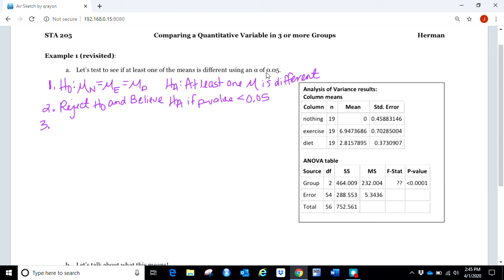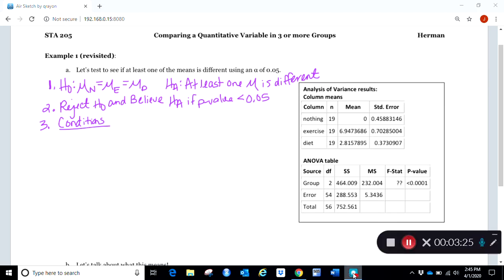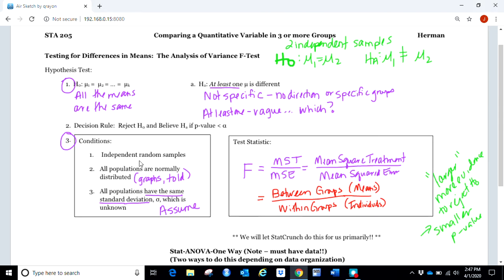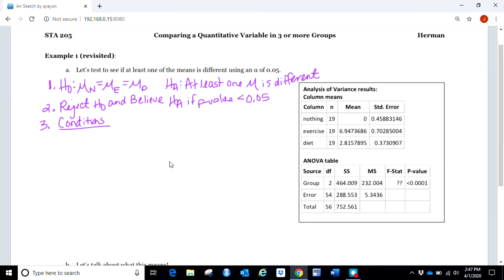Our third step is our other big change. Here first we have our conditions. So looking at our conditions, the first one is that we need to have independent random samples. Now we did already just talk about why they were independent, so let's go ahead and write that part down. So our samples were independent because we had no known reason to match our participants.